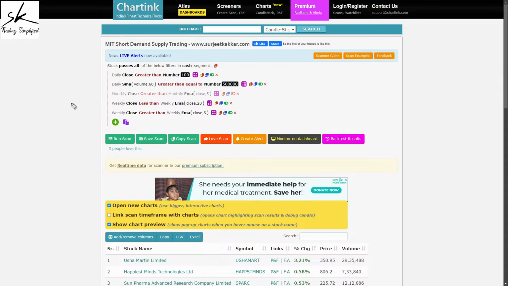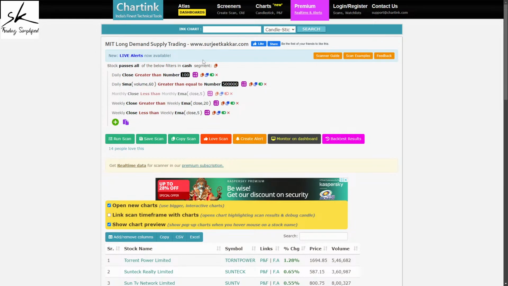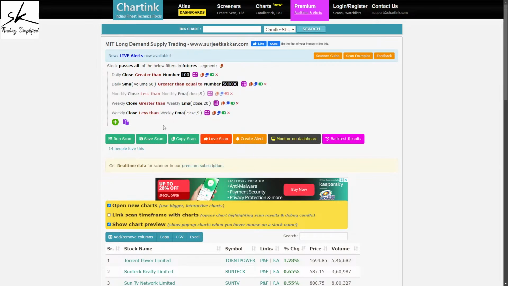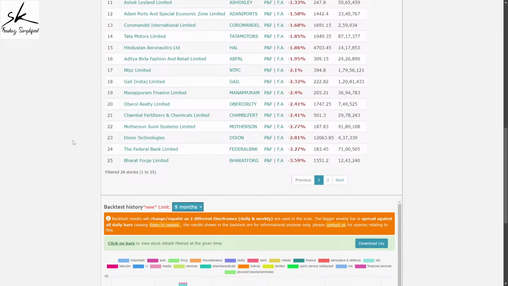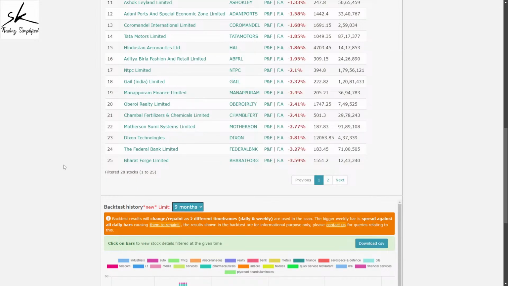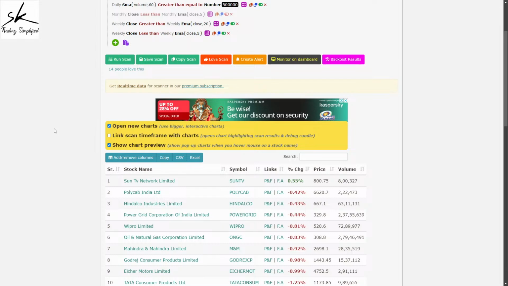But yes, if you still feel it's a very big number and you want to filter it further, then you can apply different filters. For example, I can say I don't want all these symbols from the cash segment. I only want the symbols which also get traded in futures. I can run the scan again. Now you can see out of 110, we are down to 28, right? So now I have a smaller list. So you can make this list bigger, or you can make it smaller by using different filters.